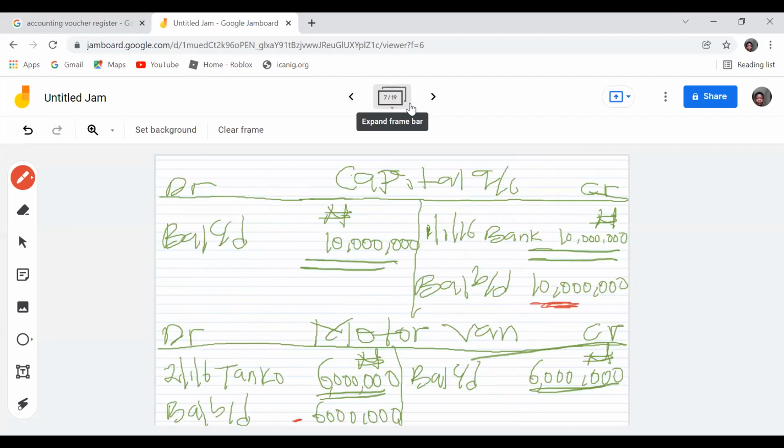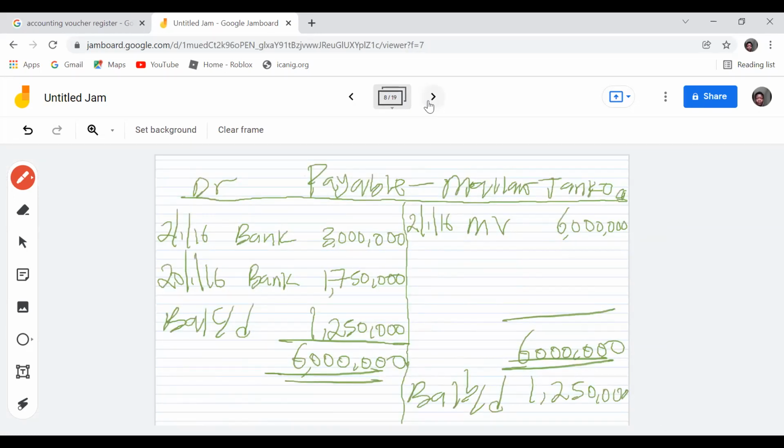Okay, we are done with capital and motor van. The next one is payable, which is Malam Tanko. What's the balance that we have? You can see the balance is brought down on the credit side. So in my trial balance as well, I'm going to put it on the credit side. So let's go.